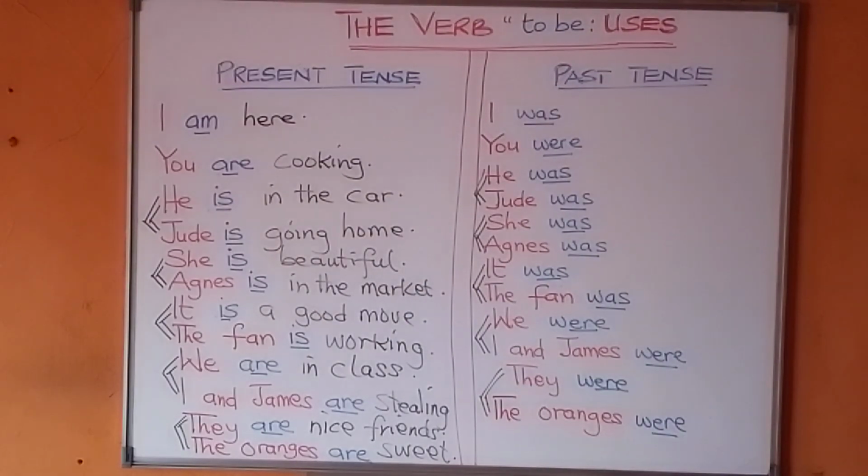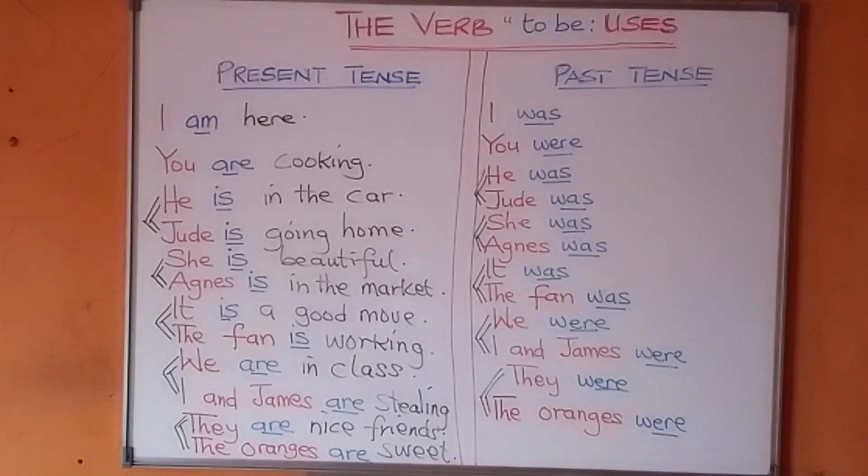So you see how you can begin your sentence, your grammar, with the verb to be in the present as a beginner, as a learner, somebody who is new. So you know the pattern to follow in the present tense. I am, you can continue. You are. I am here, you are there, you are cooking. He is in the car, he is army, he is a boy. Jude is going home, she is beautiful, Agnes is in the market, it is a good move.